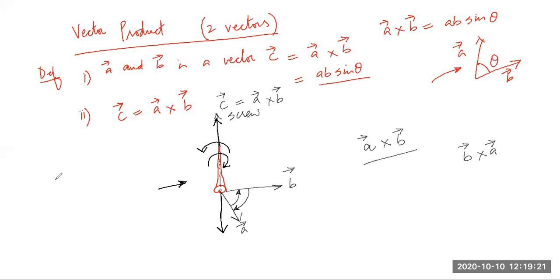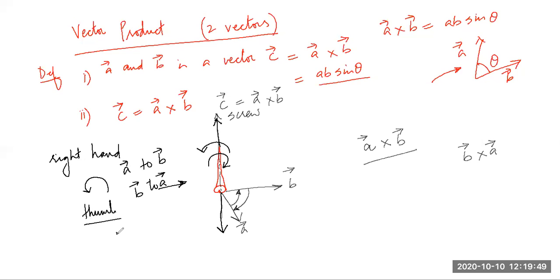What I mean to say is that you could always think of your right hand. So you curl your fingers in the direction either from A to B or from B to A. The direction of your thumb gives the direction of the vector product, which is equal to A cross B. So let's understand it here.